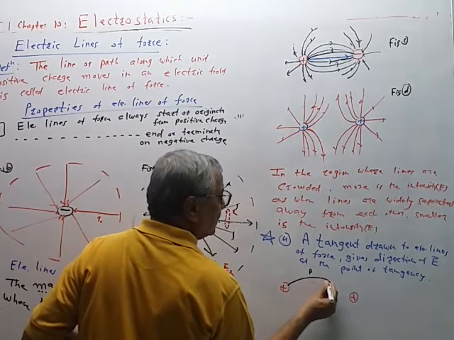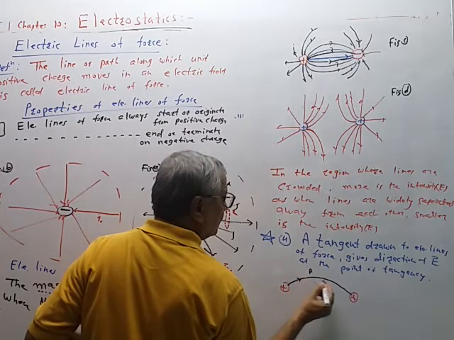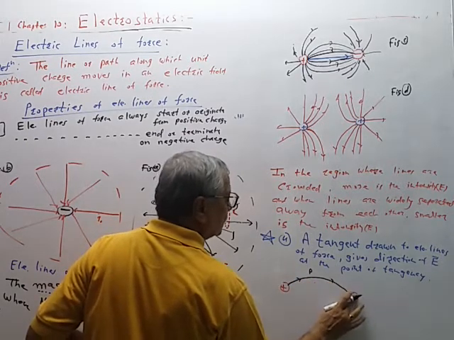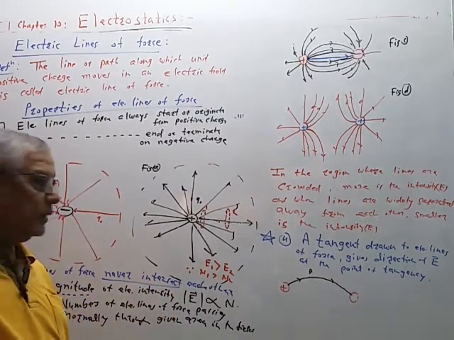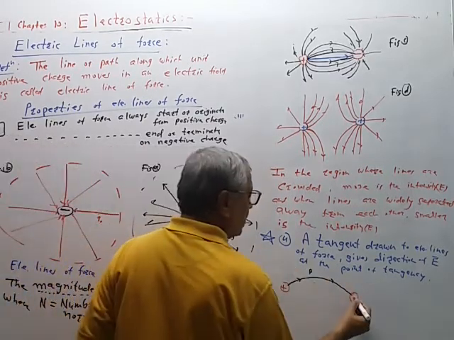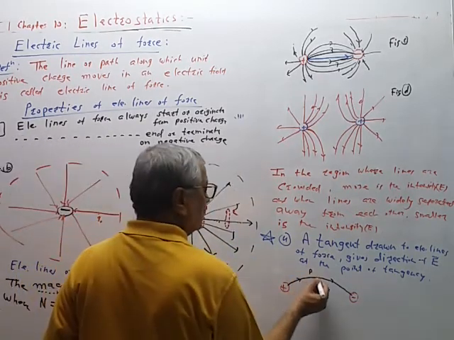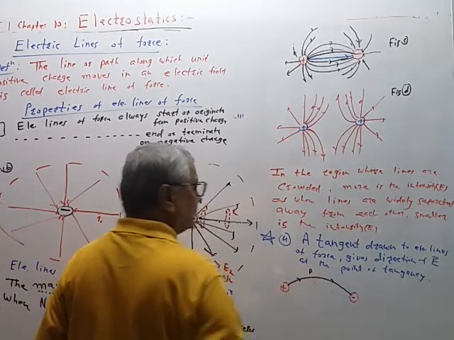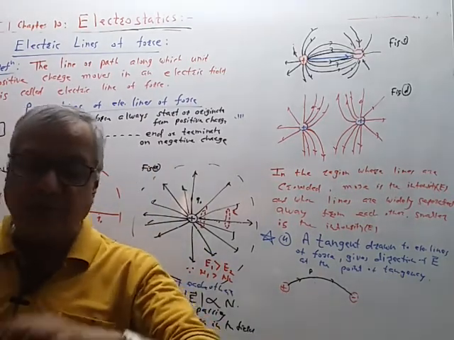Lines of force never intersect each other, so there is only one electric line of force passing through this point. This charge is negative. Lines of force start from positive and end on negative. So this is the point P, and we have to decide the direction. The rule is very simple.